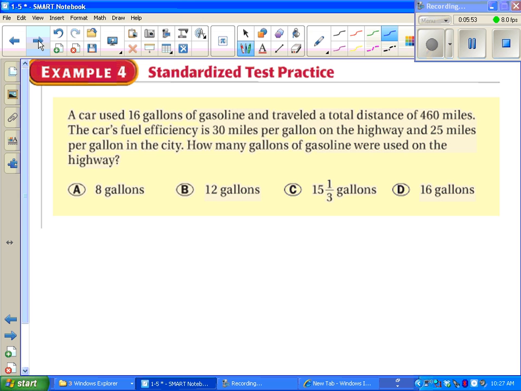Standardized test practice. A car uses 16 gallons of gasoline and traveled a distance of 460 miles. The car's fuel efficiency is 30 miles per gallon on the highway and 25 miles per gallon in the city. How many gallons of gasoline were used on the highway? So we've got to set up some variables. We want gallons of gas used on the highway. So I might call that X.